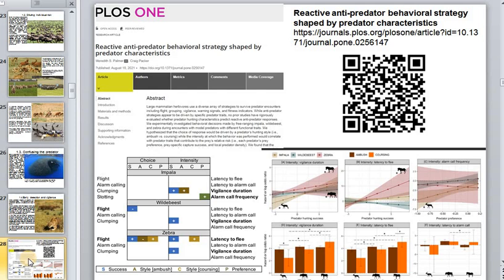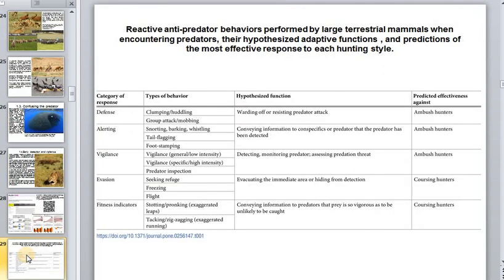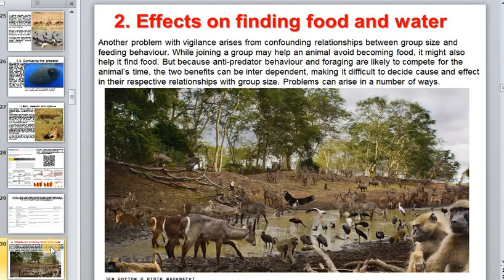In this article, you can find the characteristics of different behavioral strategies depending on the type of predator and prey. For African animals, it's very interesting. But we'll move to the next table: reactive anti-predator behavior performed by large mammals when the predator is hunting them, and their hypothesized adaptive function and prediction of the most effective response to each hunting style for some categories and for some predicted effect gains. So, move on to the next.